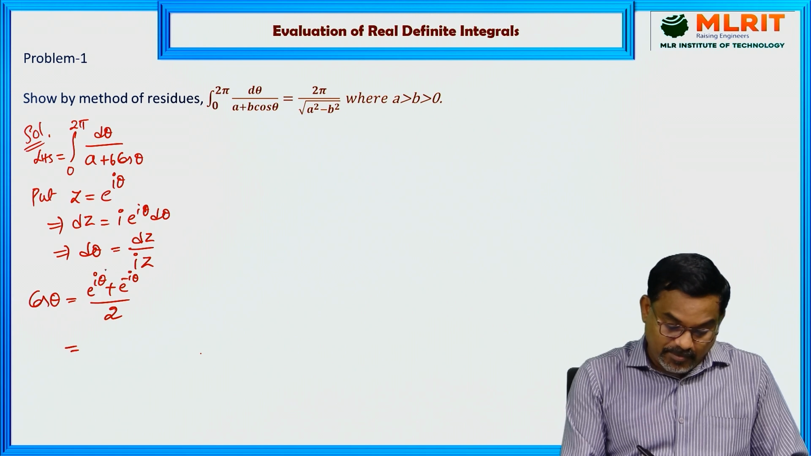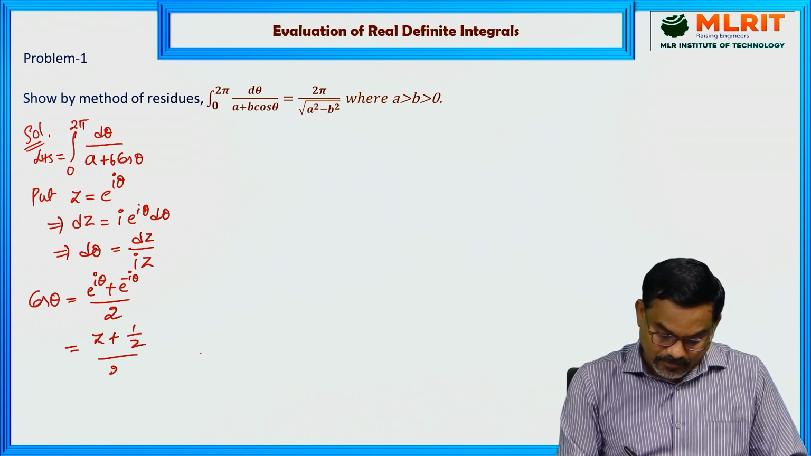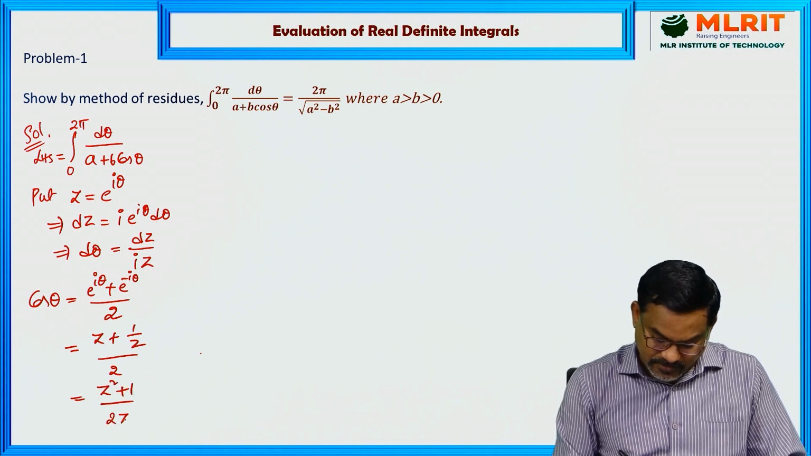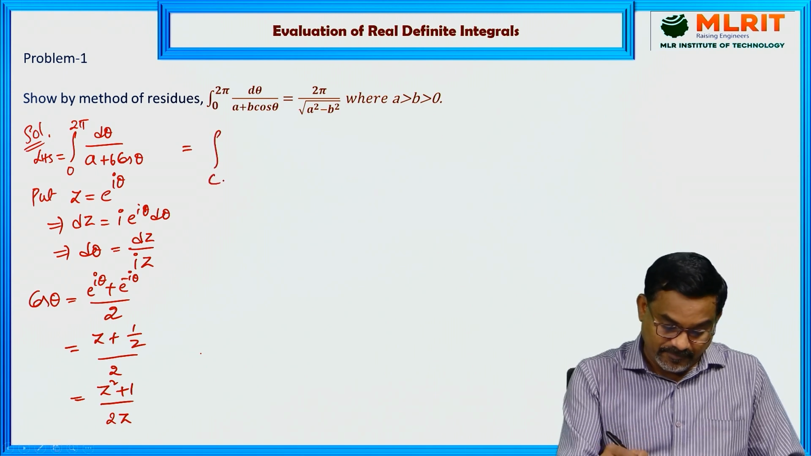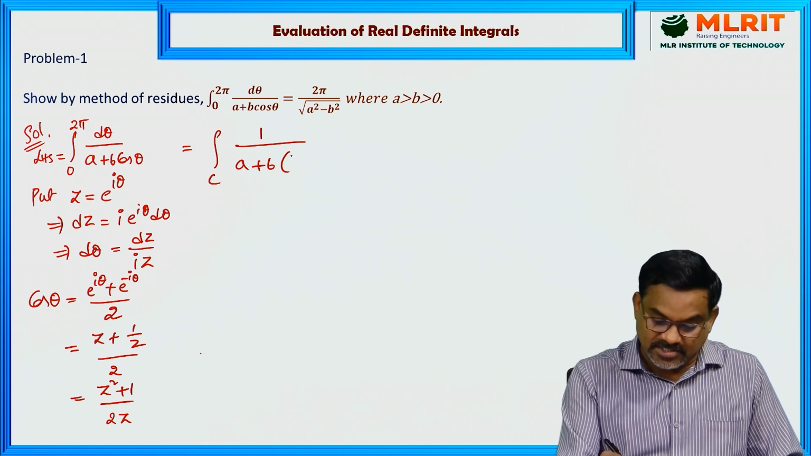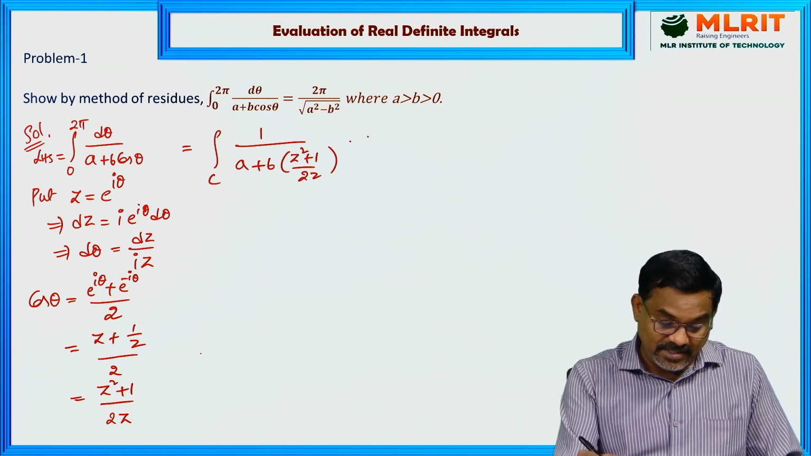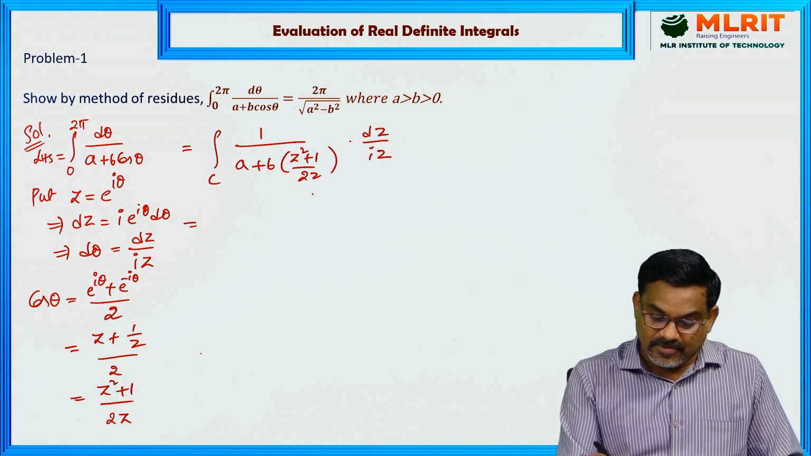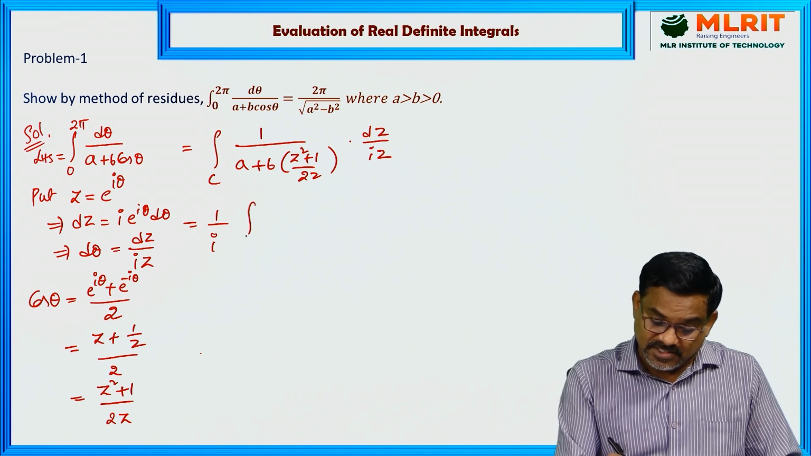So e power i theta is z. So cos theta is (z plus 1 by z) by 2, which is (z square plus 1) by 2z. Then the LHS becomes, along the curve C, 1 by (a plus b into (z square plus 1) by 2z) into d theta, which is dz by iz. Now this 1 by i comes out of the integral over C.